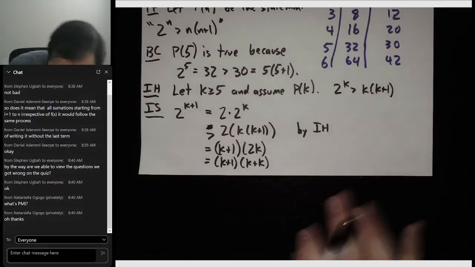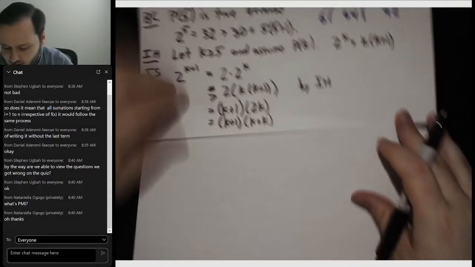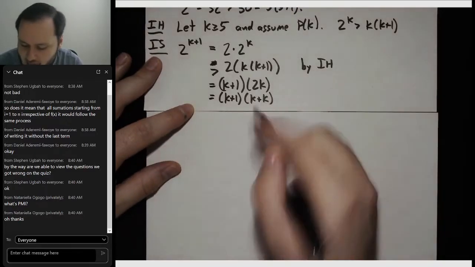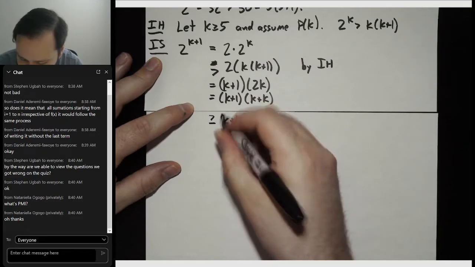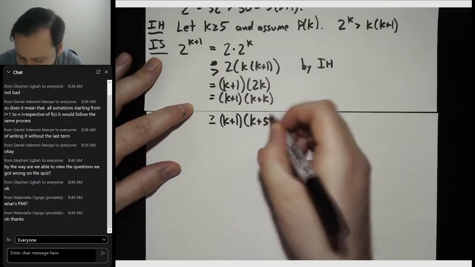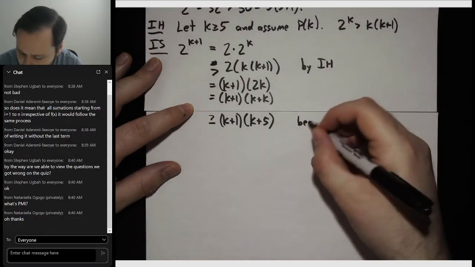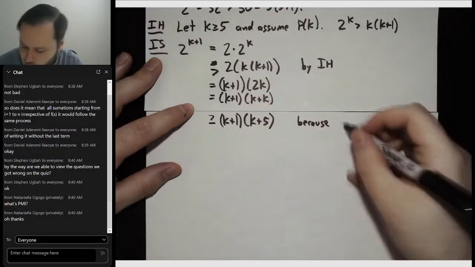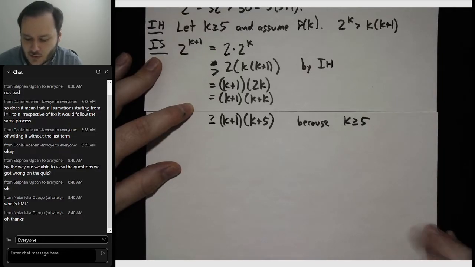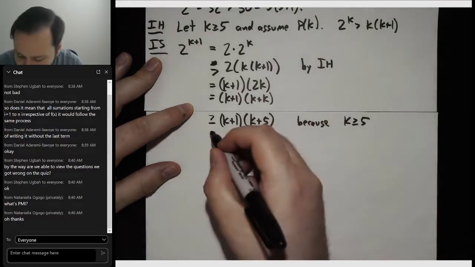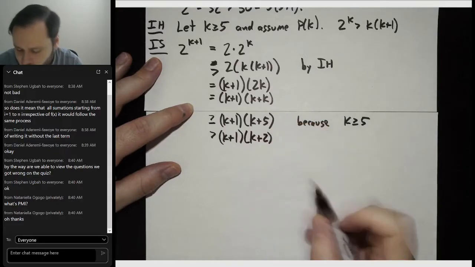Get a new page. No reason to squeeze this in. And this is a nice trick because I know that k is greater than or equal to 5. So this step is greater than or equal to k plus 1 times k plus 5, because I assumed way up here, k is greater than or equal to 5. So I'm using that fact in my answer. And now this is even bigger than k plus 1 times k plus 2, because 5 is bigger than 2.